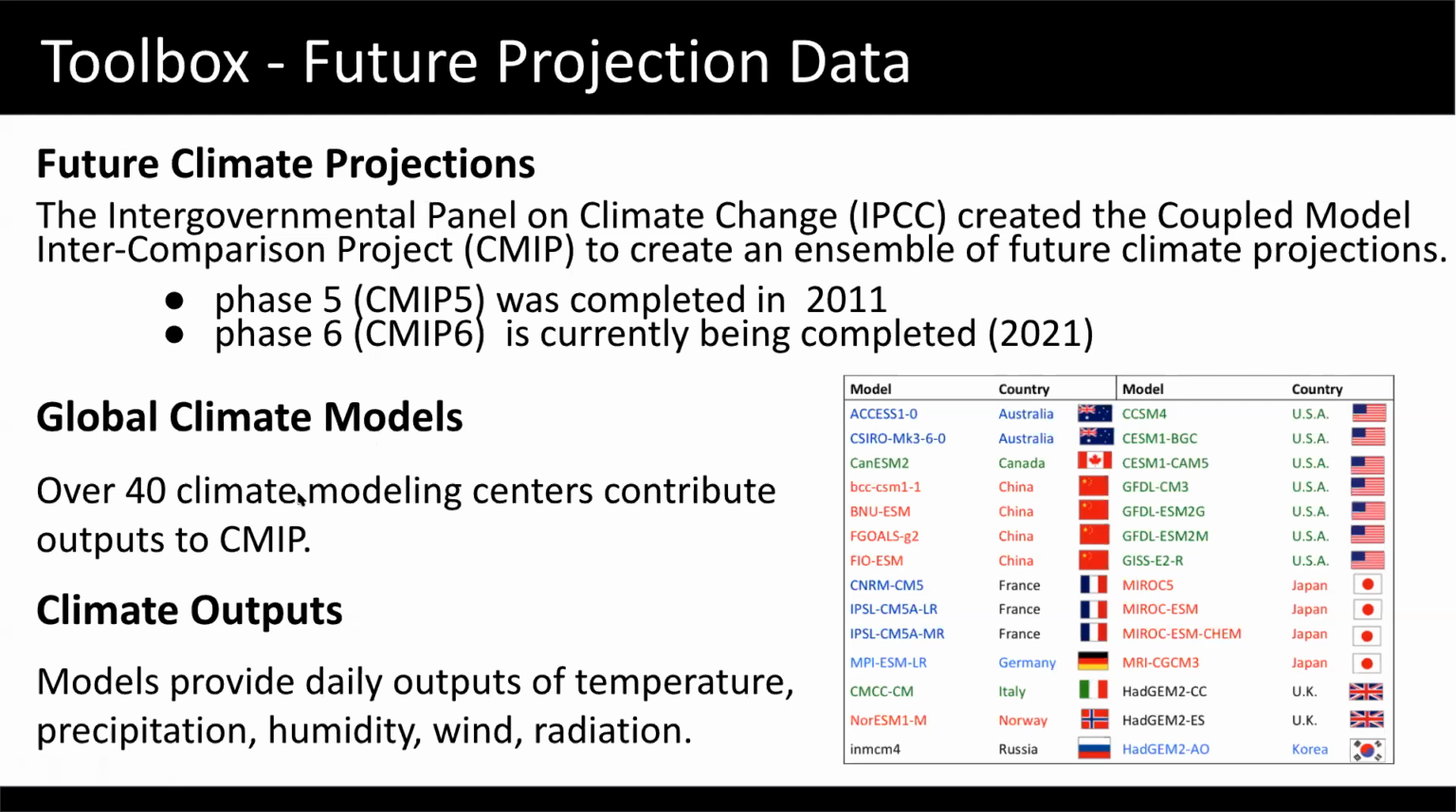In CMIP5, there were over 40 different climate modeling centers around the world contributing outputs to the CMIP project. And the climate outputs that we used from CMIP5 were the daily outputs of temperature, precipitation, humidity, wind, and radiation.